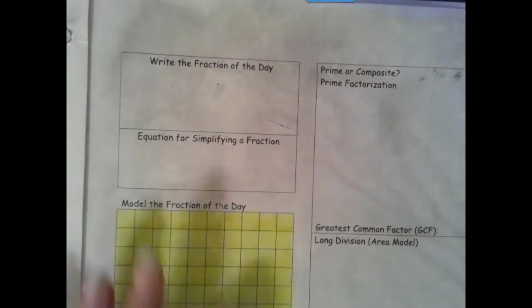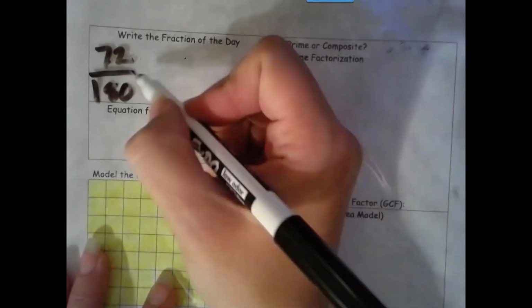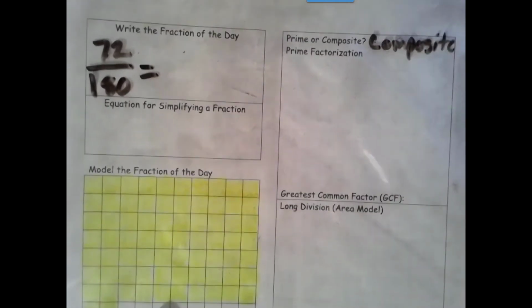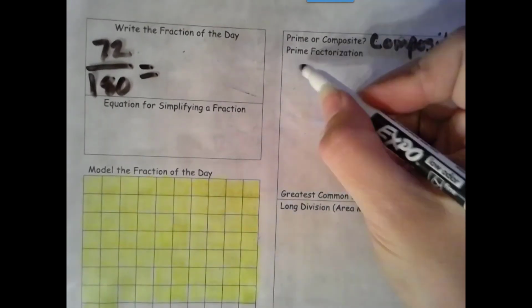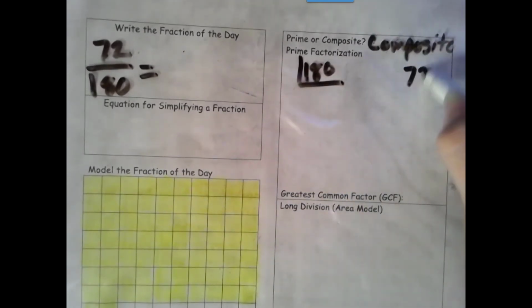Okay, let's get down our beginning fraction. We are on day 72. I'm sorry, we have a total of 180 days. We're on day 72. Now I need to think, is that numerator prime or composite? 72 is composite. So I need to factor both my denominator and my numerator.